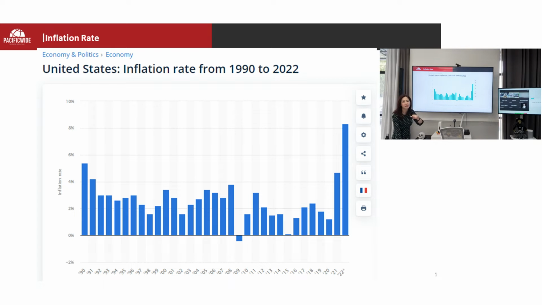Okay, remember this. The Federal Reserve keeps increasing the federal fund rates to reduce the inflation rate. Right now, our inflation rate is still 8.2%. What they're trying to do is increase the federal fund rates to lower the inflation rate.